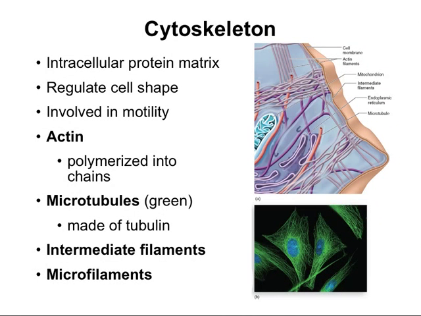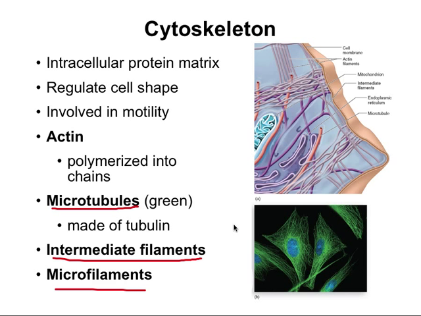Next, we move on to the cytoskeleton. This is an intracellular protein matrix, much like our own skeleton. It helps regulate the shape of the cell, as well as being involved in motility. We'll see three general types of cytoskeletal elements: the microtubules, the intermediate filaments, and the microfilaments.